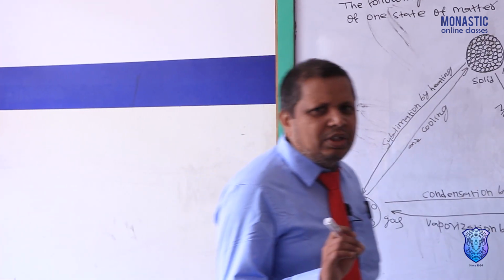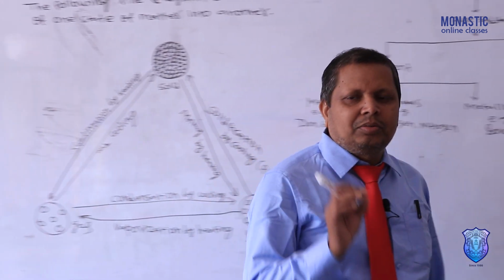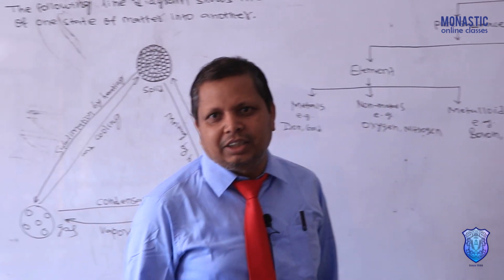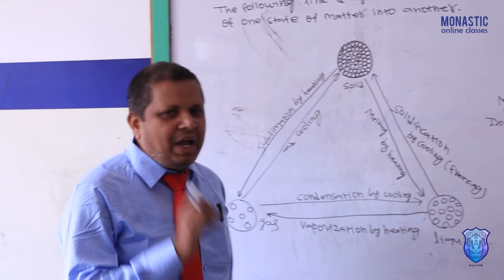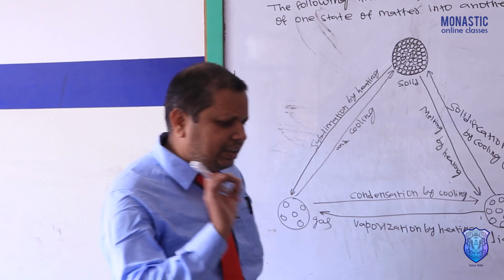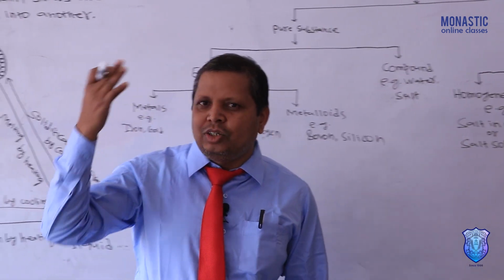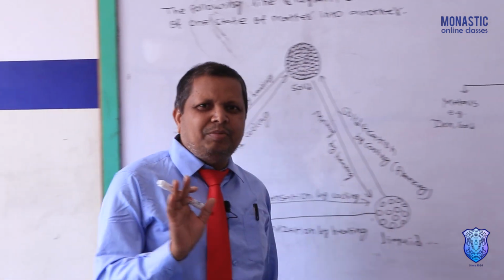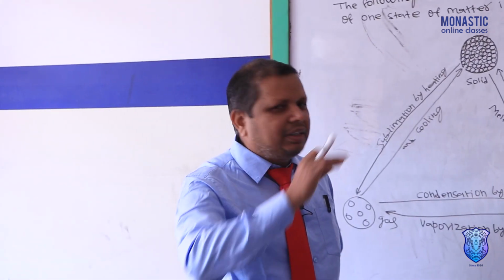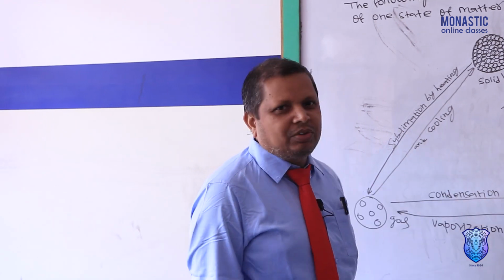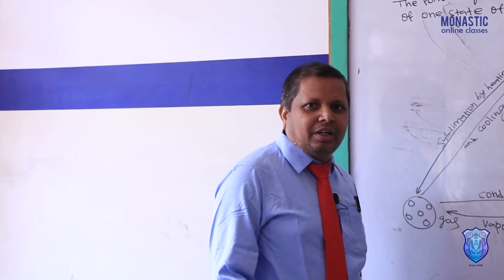But certain solids under heating directly change into gaseous state, and on cooling the gas changes back into solid state. For example, camphor on heating directly changes into vapor without an intermediate liquid phase and changes back into solid state. This process is called sublimation.